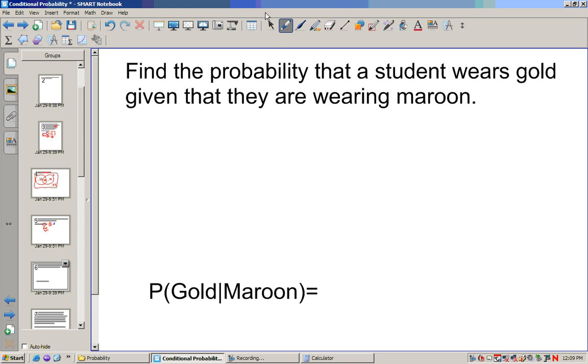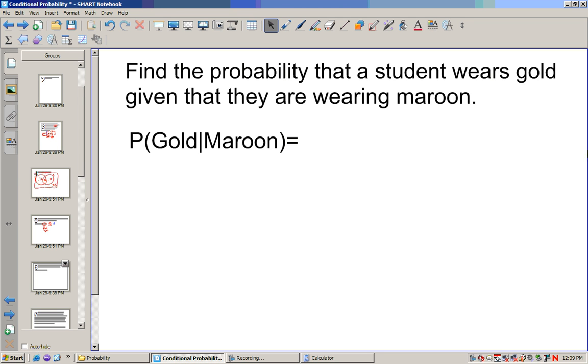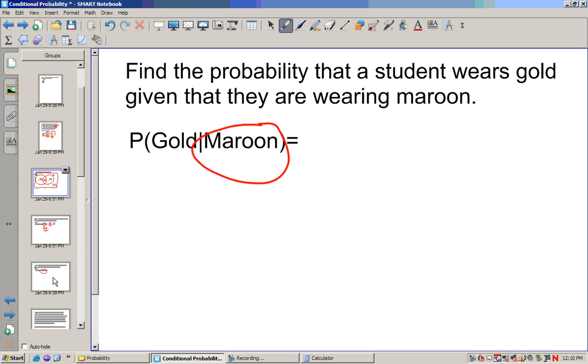Now let's switch that around. What's the probability that they're wearing gold, given the fact that they're wearing maroon? So now maroon is my sample space. If I come back here, this is my sample space, which is 0.48. Now how many people are wearing gold out of that? Well, that's 0.38 out of the 0.48. So 0.38 out of 0.48.